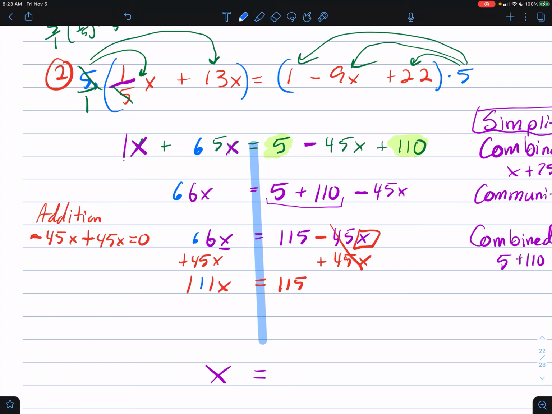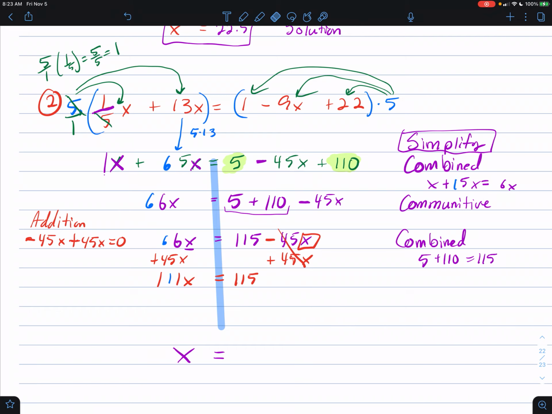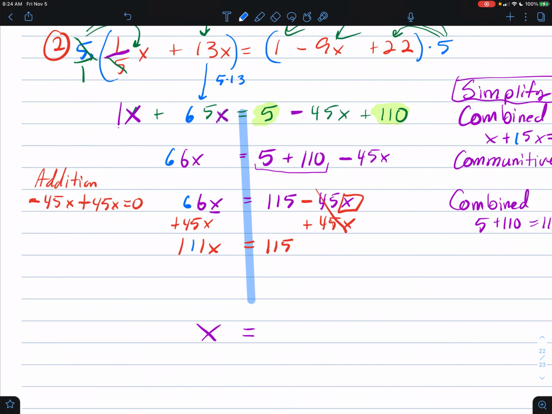So I messed up right here. 5 times 13 is 65, not 76. Ooh. 65, so then 1 plus 65 is 66. There we go. The process I've been doing is the same though, I just multiplied wrong right there. So then 66 plus 45 is 111. There we go.